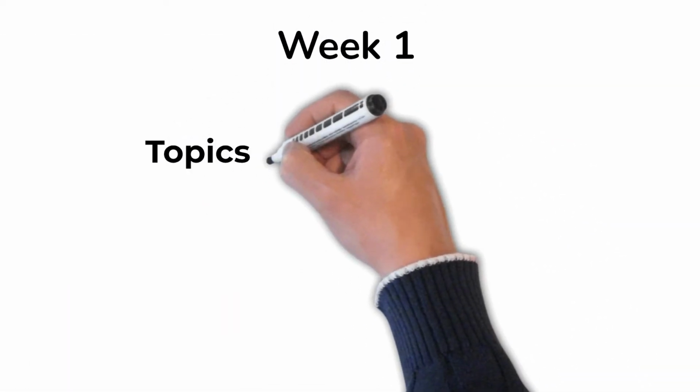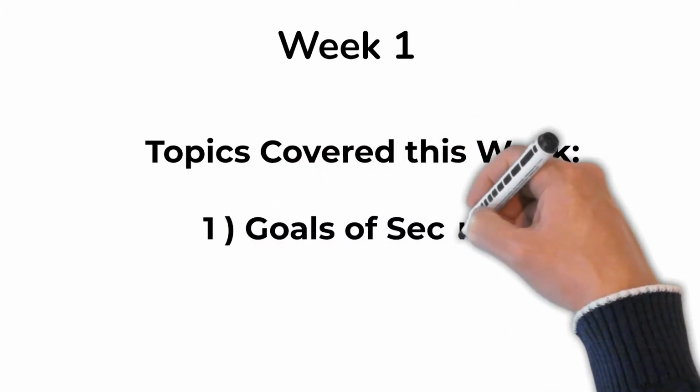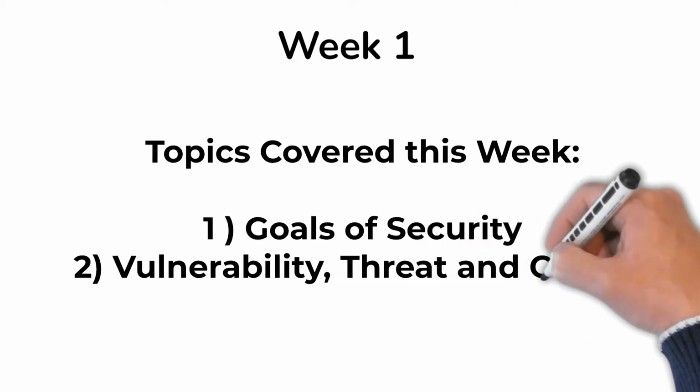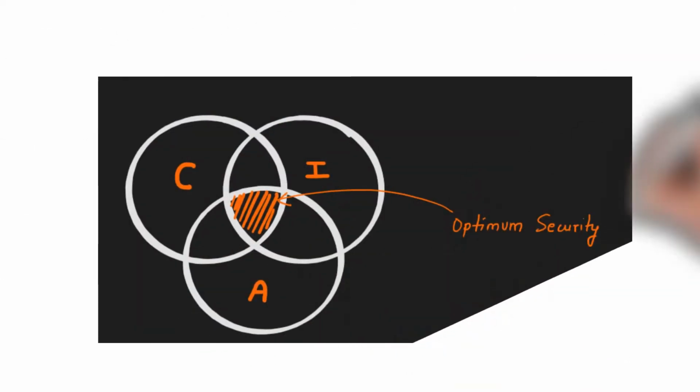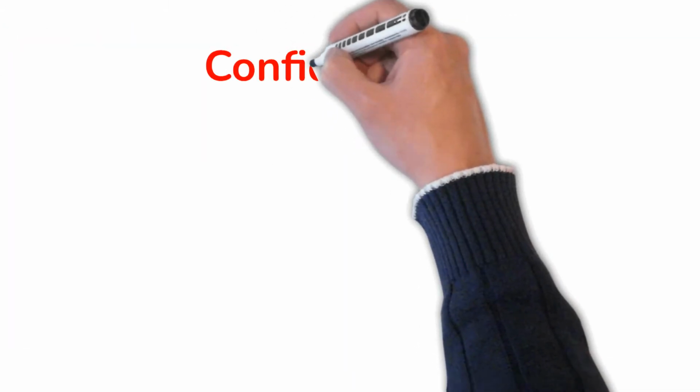So in this week, we have studied the following topics. 1. Goals of security. 2. Difference between vulnerability, threat and control. So, let's understand what are the 3 goals of security. We will start with confidentiality.